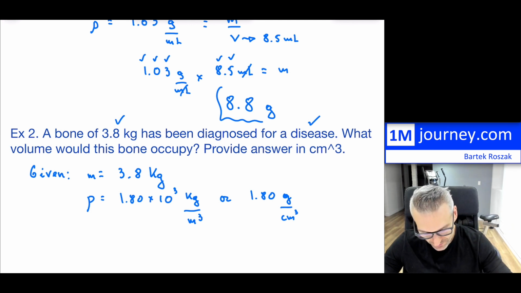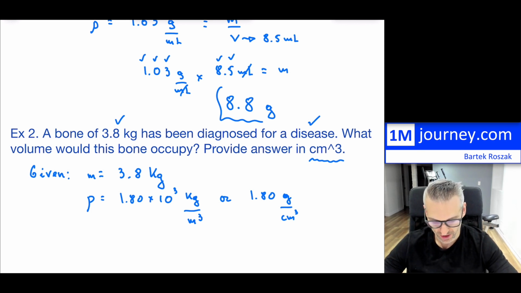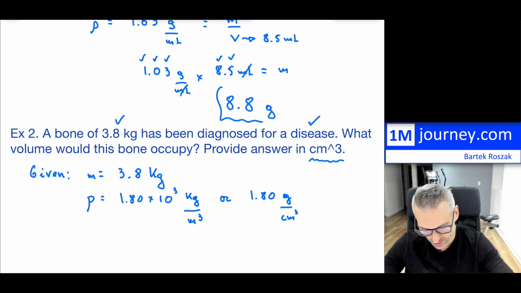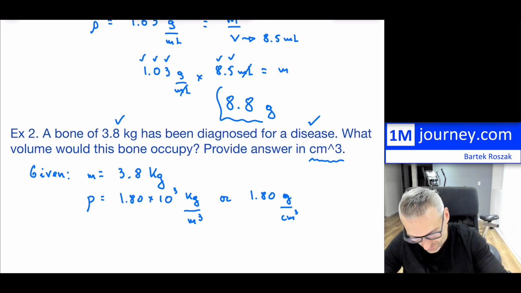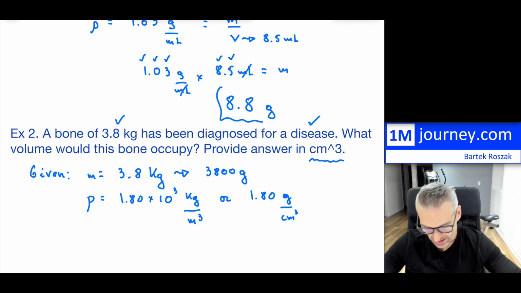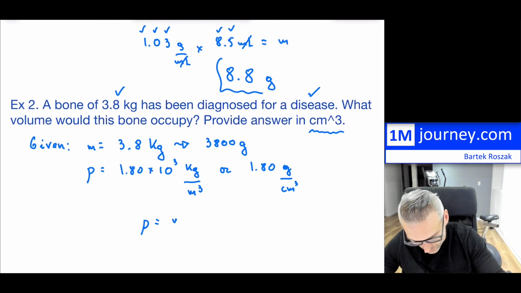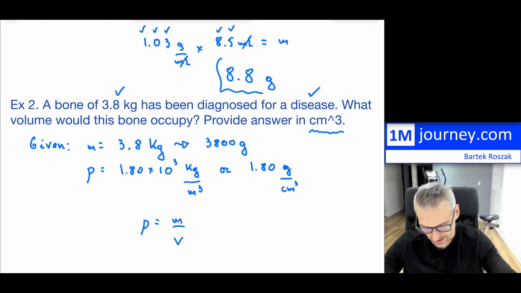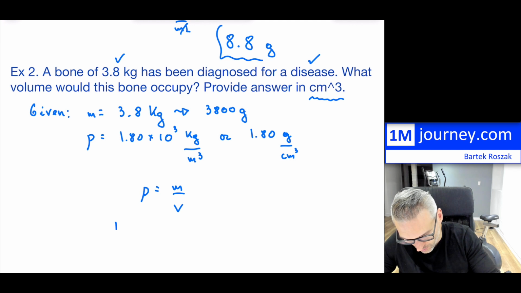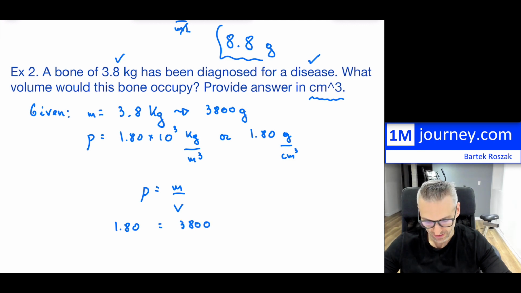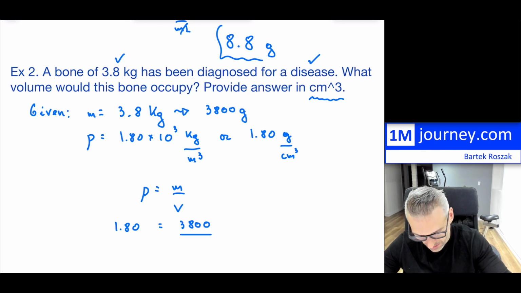All right, so now if I have that, because I want to know what the volume is in centimeters cubed, I can go back in this and change this. So 3.8 kilograms, that's just a prefix. So that's going to be 3,800 grams for this bone. And now if I go into my formula, this is going to be mass over volume, substitute everything back in here. So 1.80, this is grams per centimeters cubed. I'm going to drop the units because I have those units now everywhere. The mass is 3,800 grams, and then I want to find out what the volume is.